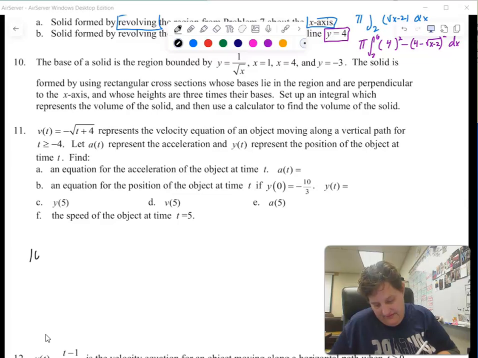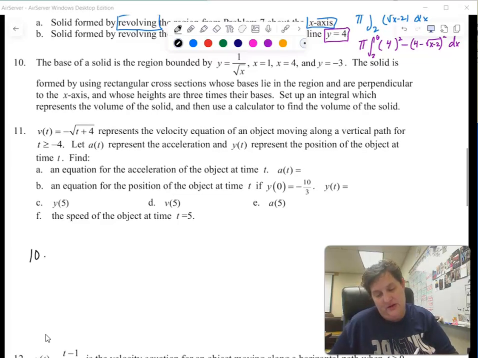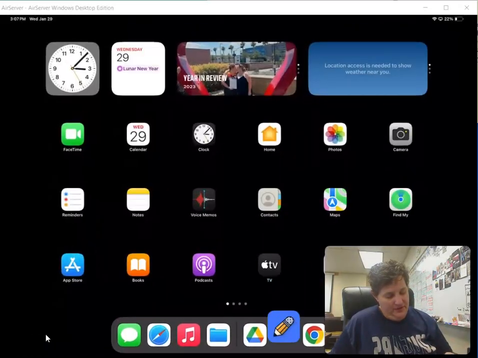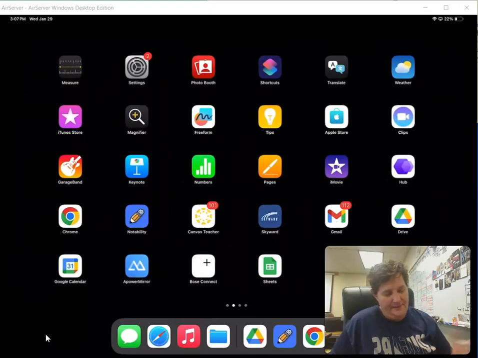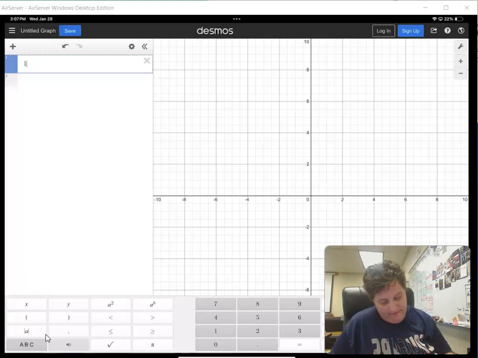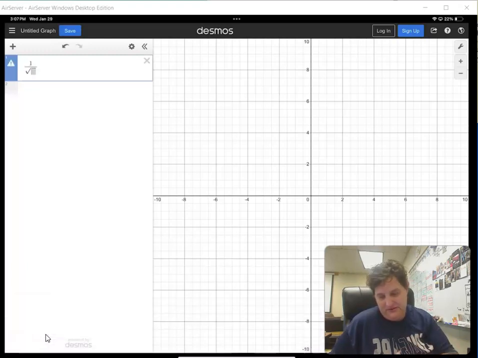New figure, number 10. The base of a solid is the region bounded by 1 over square root of x, x equals 1, x equals 4, and y equals negative 3. I think 1 over square root of x probably looks like 1 over x, but it's only defined on the positive numbers because you can't take the square root of a negative number. So that would be my best guess. Let's take a look at it and make sure my guess is accurate.